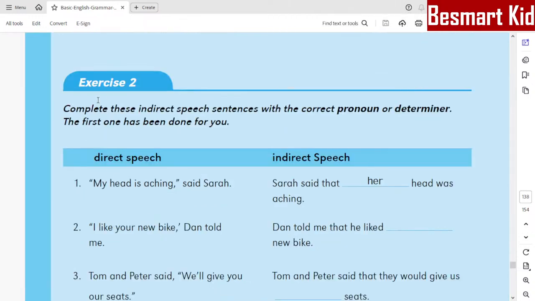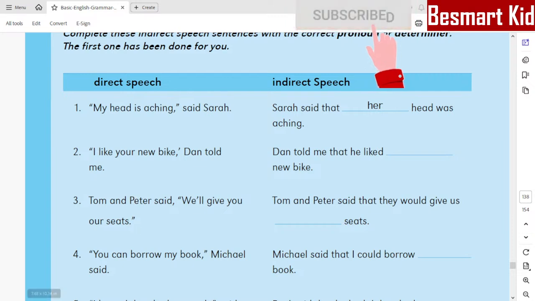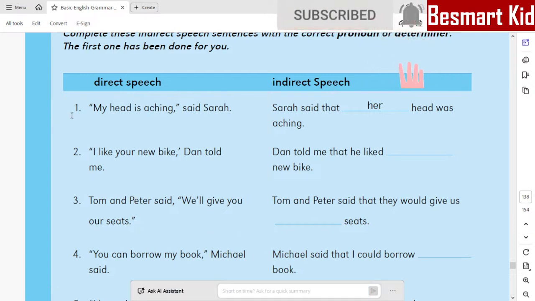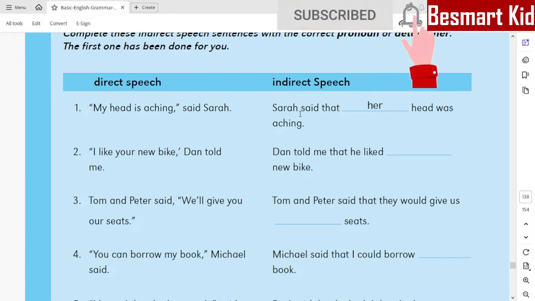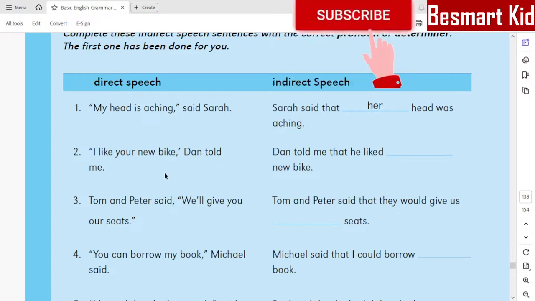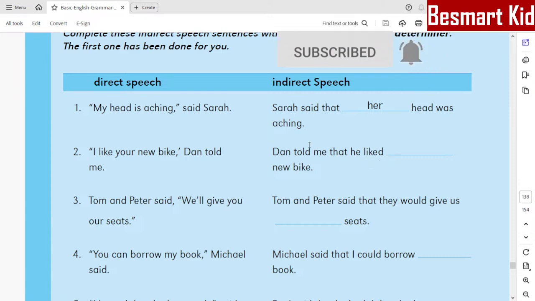Exercise 2. Complete these indirect speech sentences with the correct pronoun or determiner. The first one has been done for you. Here there's direct speech and here is the indirect speech. First, "My head was itching," said Sarah. Sarah said that her head was itching. Second, "I like your new bike," Dan told me. Dan told me that he liked dash new bike.